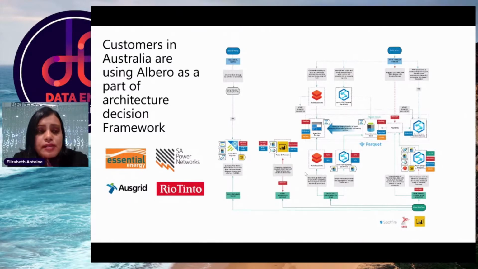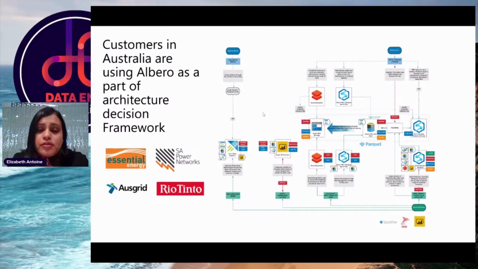I've got a few examples up here that you can see, customers from Australia using Albero as part of the architecture decision framework. This is basically for when people are not able to decide which architecture to go towards, if there is a Spark, if there is a SQL sort of solution, which one they have to go after. Do they have to build everything in Delta Lake, or is data warehouse still relevant, and things like that? That's where the Albero decision tree has been hugely useful.